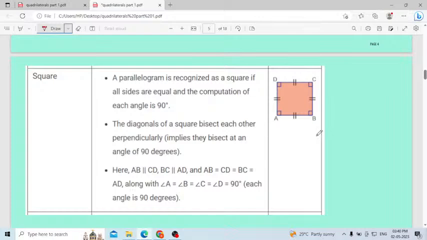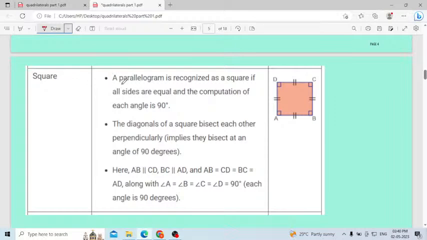Then coming to the square. Very little difference is there between the parallelogram, rectangle and square. That difference you have to remember. Otherwise, someone will get confused between the rectangle and parallelogram, or rectangle and square. That's why when you are learning, remember which is the important characteristic that differentiates them from each other.